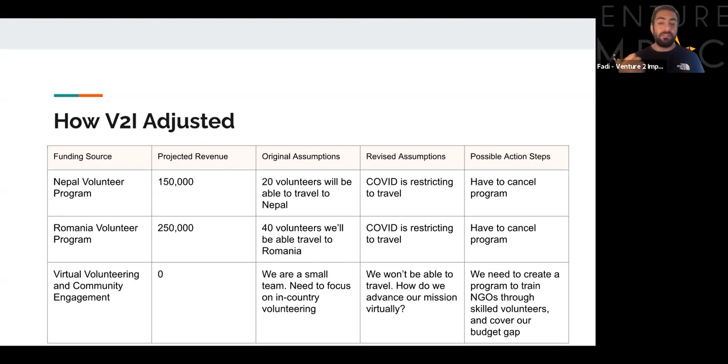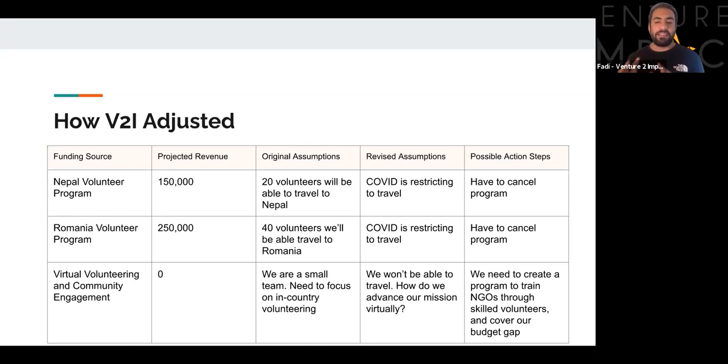Why? Because we're a small team. We need to focus on our in-country volunteering experiences. It takes a lot of time to move 60 people across the world in 3 months, booking their flights, their hotels, all of their logistics, making sure everything is really organized on the ground, having really great schedules and plans and all that stuff.